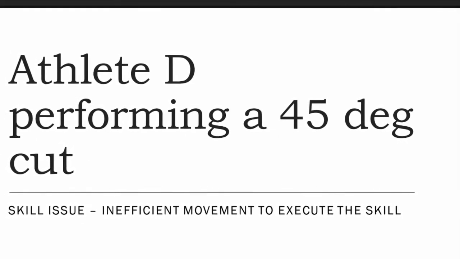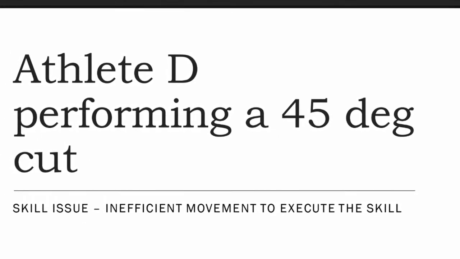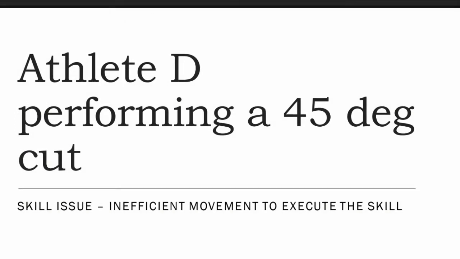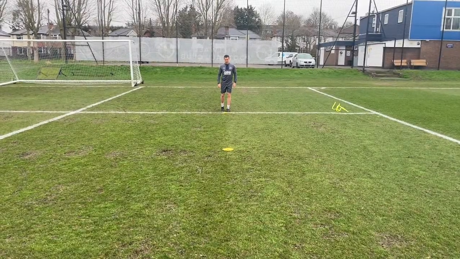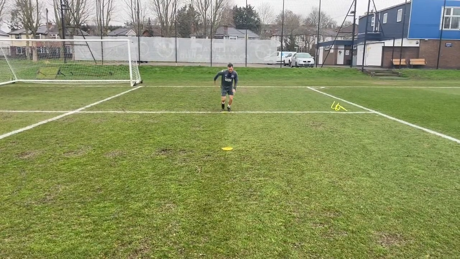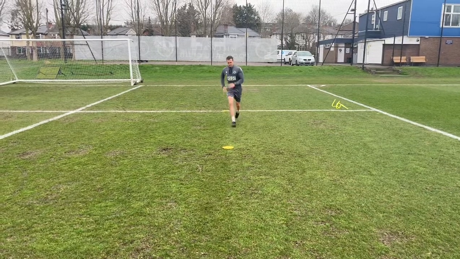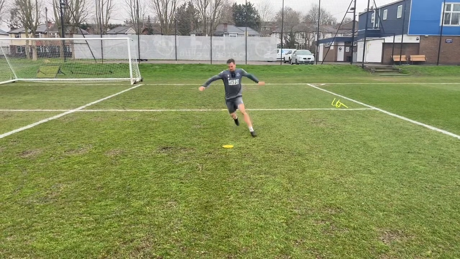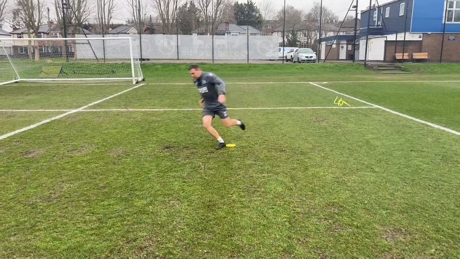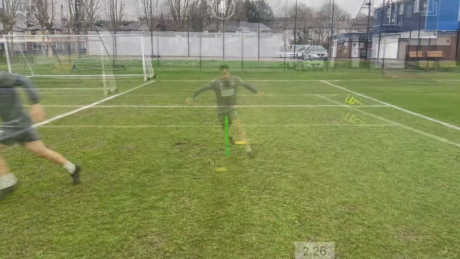So for this athlete now, performing a 45 degree cut, we'll be looking at where a technical issue interferes with the efficiency of the movement. We'll be focusing on the position of the stance leg as this athlete performs the cut. So as they plant on the left leg here to cut, we can see the positioning of the foot outside of the base of support.